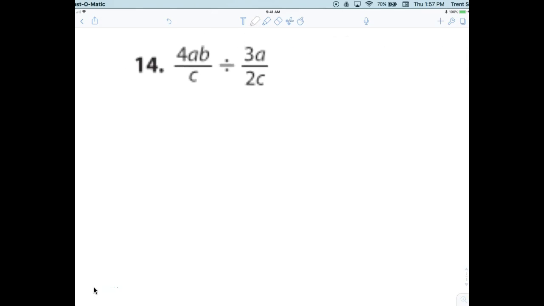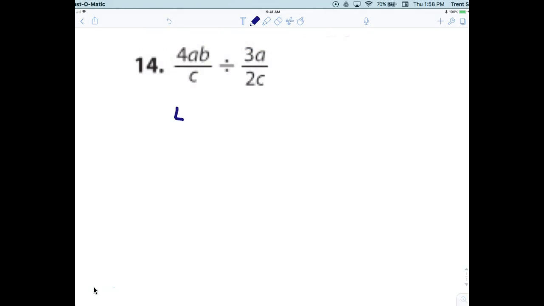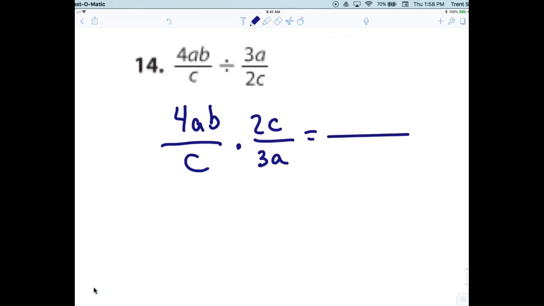Okay. Does the rule change at all because there's letters? No. All right, Chloe, what am I going to do first? Write it as 4AB over C times what? Beautiful. Now I want everybody to write equals, and then we'll write a fraction. Now, do the numbers first. Can I reduce any of the numbers? So then the fraction without all the letters would just simply be what? 8 over 3. Yes, very smart. 8 over 3.